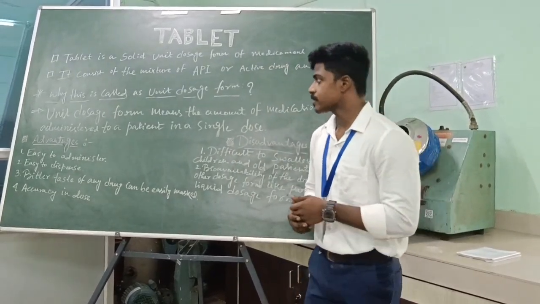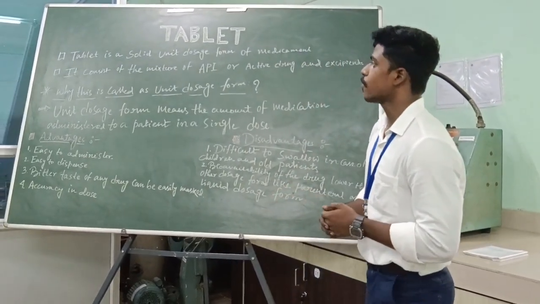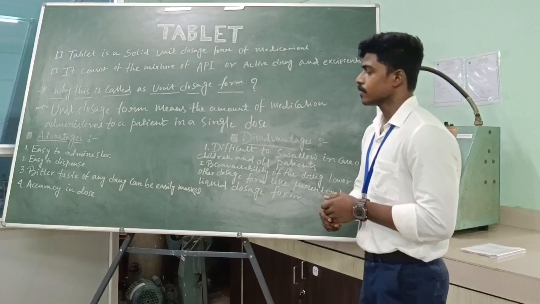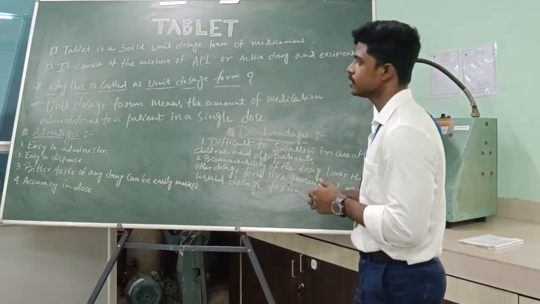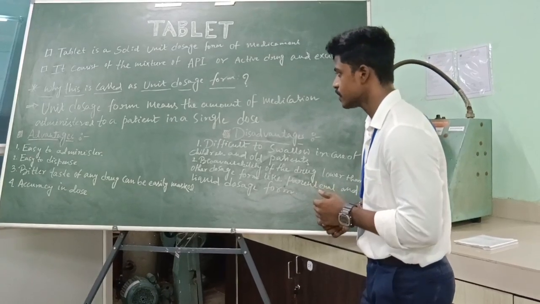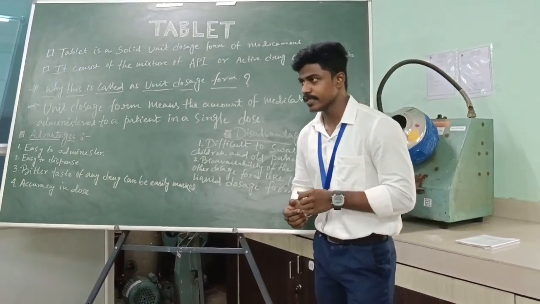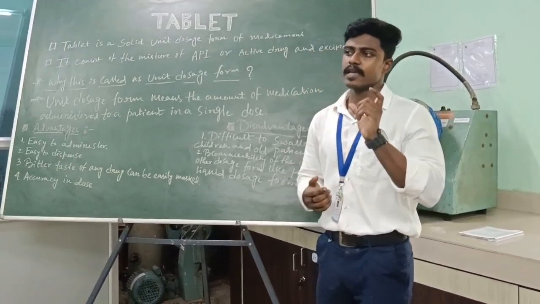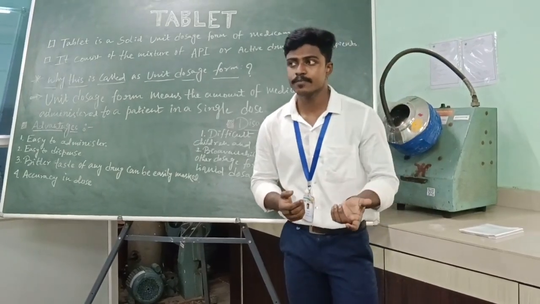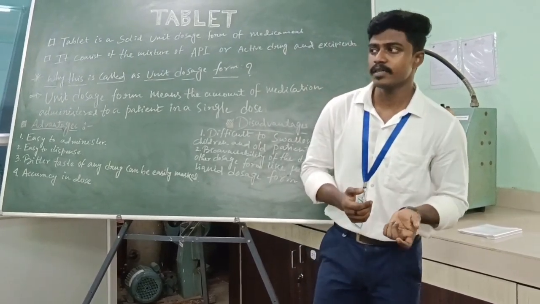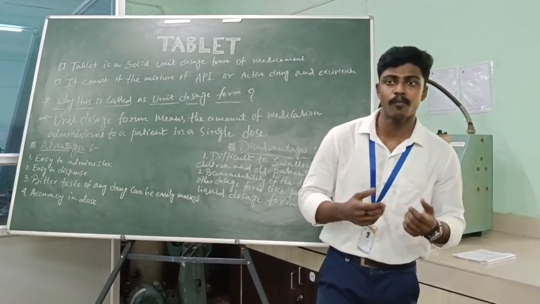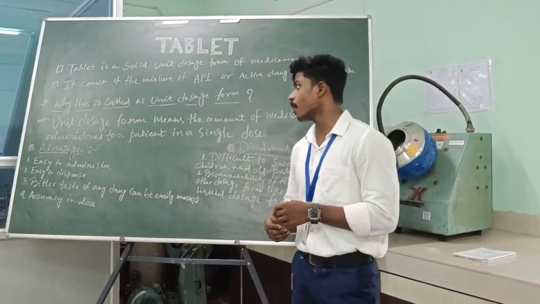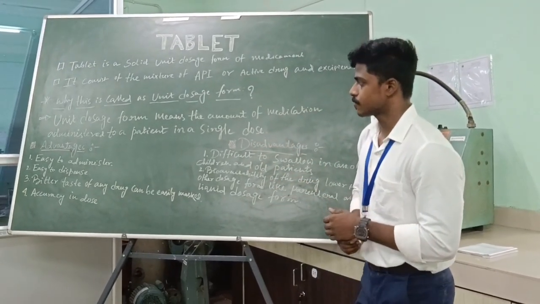Next point is why this is called a unit dosage form. Unit dosage form means the amount of medication administered to a patient in a single dose. In a single dose, the exact amount of the main API is administered, and you can calculate the amount of the medication. That's why it is called a unit dosage form.